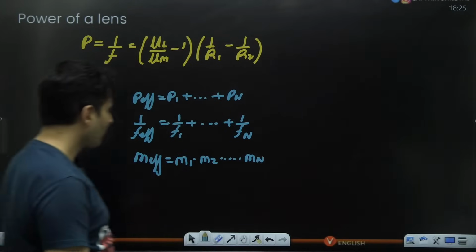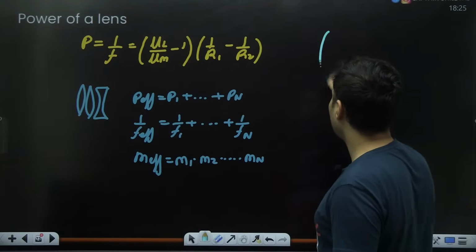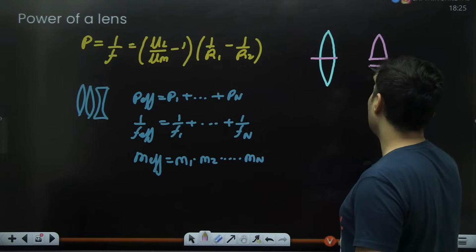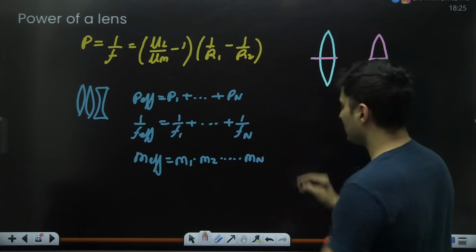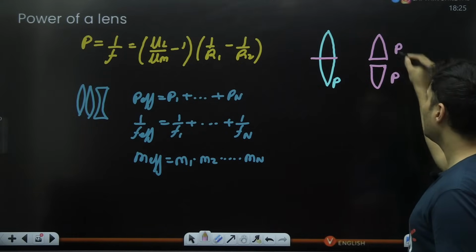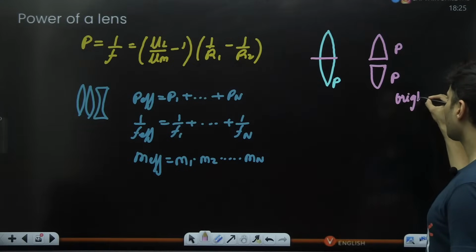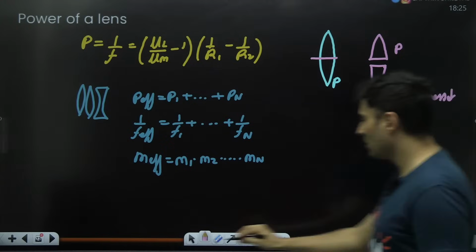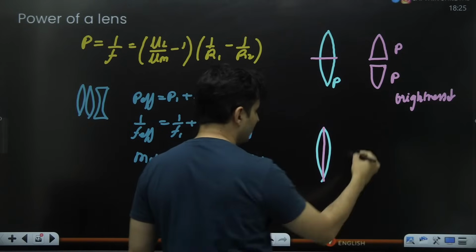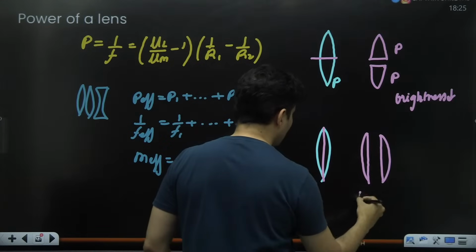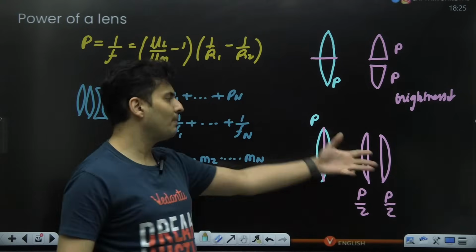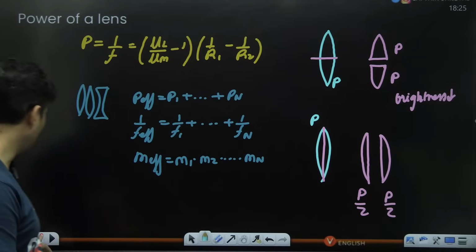Also keep in mind, if you have a lens like this and somebody breaks it into two parts, one part here and the other part here, nothing changes for this lens. If the original lens had power P, then each of these parts will also have the same power P, only the brightness or intensity will reduce. But on the other hand, if this lens was like this and you break it into two parts over here, one like this and one like this, each part will have power P by 2, if the original lens had power P. Keep this in mind. Very, very important concepts.